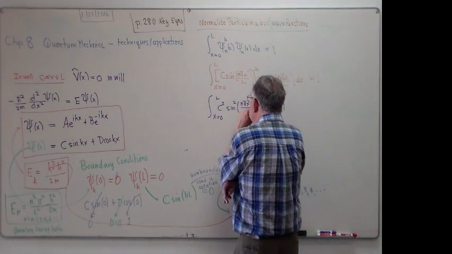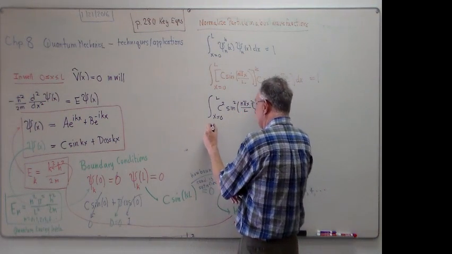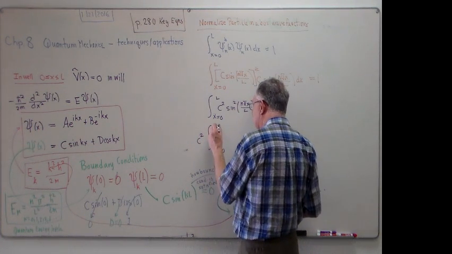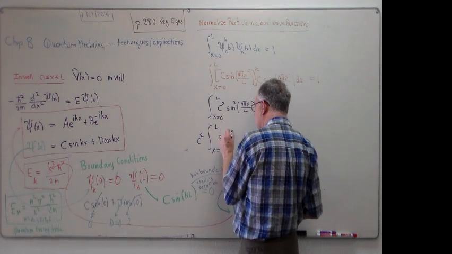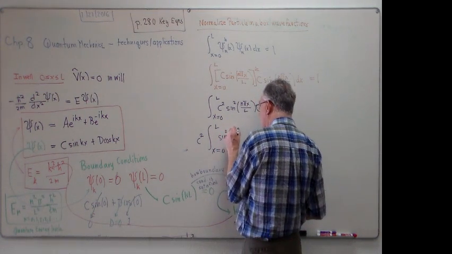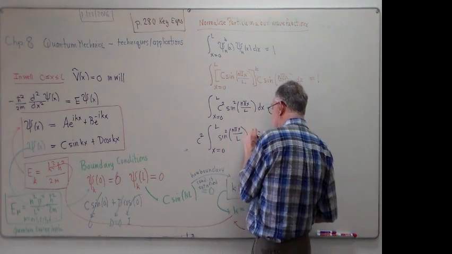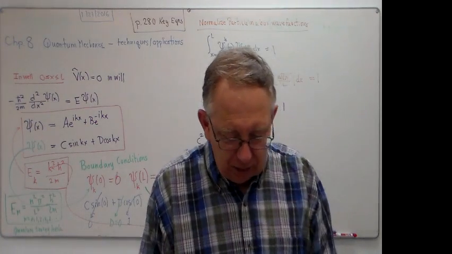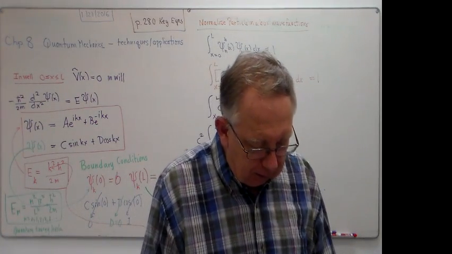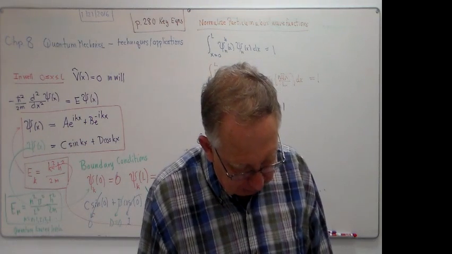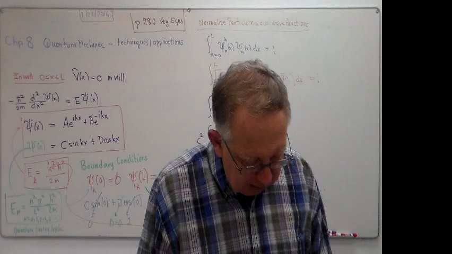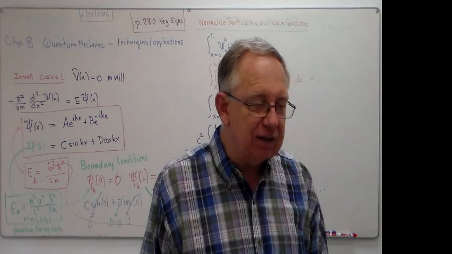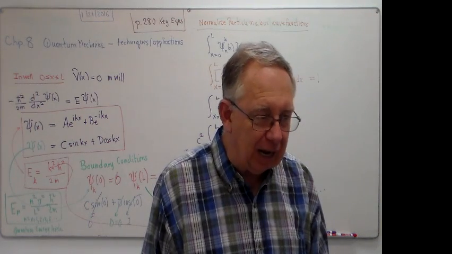Now, pull the c squared out. That's our normalization constant. We're left with the integral from 0 to L of sine squared n pi x over L dx. This is a common integral. You can do it yourself, or you might want to look at some of the common integrals that you'll find in this course. In the front cover of your book, there's an integral for sine squared ax dx.